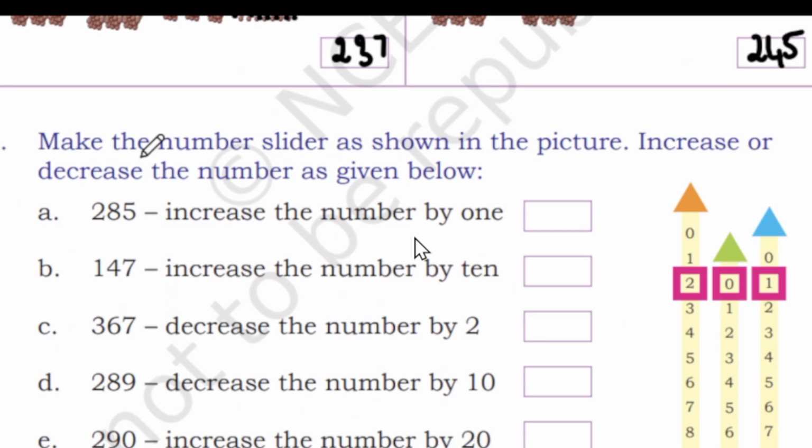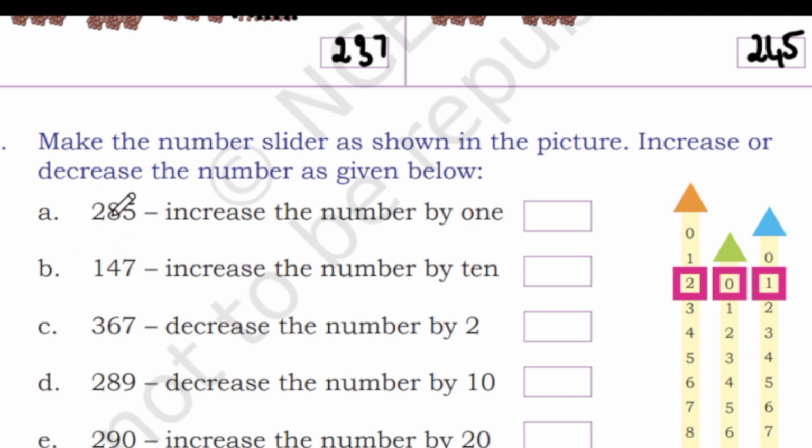So now we can directly go into question 9. Make the number slider as shown in the picture. Increase or decrease the number as given below. Here this is the slider which is shown below. We can increase or decrease the number as given below.